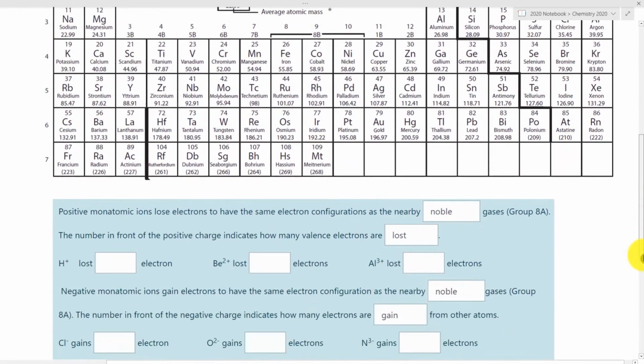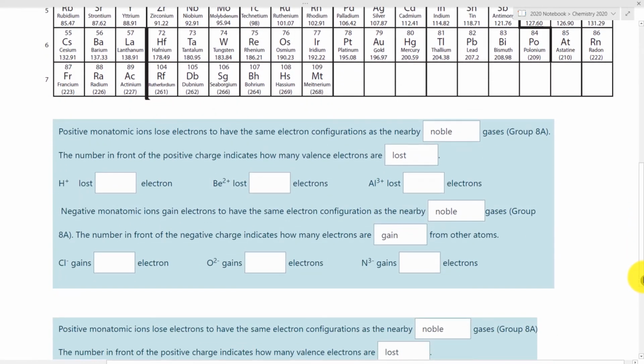Now let's go back down here and do some example problems. Positive monatomic ions: mono is a prefix for 1, so these are one-atom ions. Atoms on the periodic table become ions. They lose electrons to have the same electron configuration as the nearby noble gas, which is in group 8A. The number in front of the positive charge indicates how many valence electrons are lost.